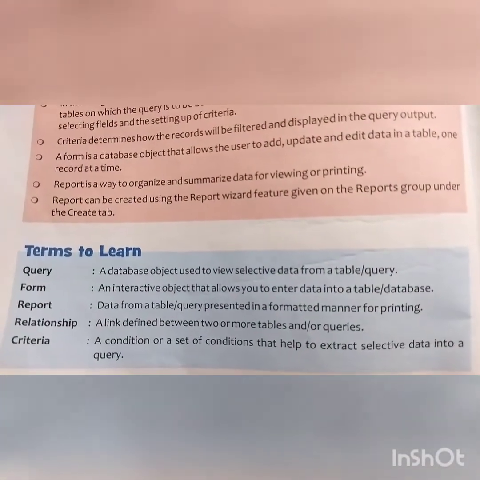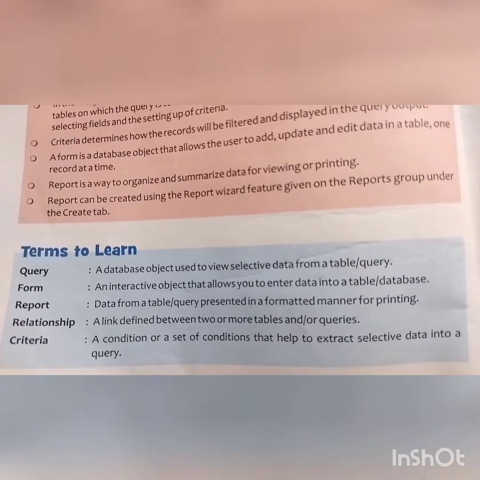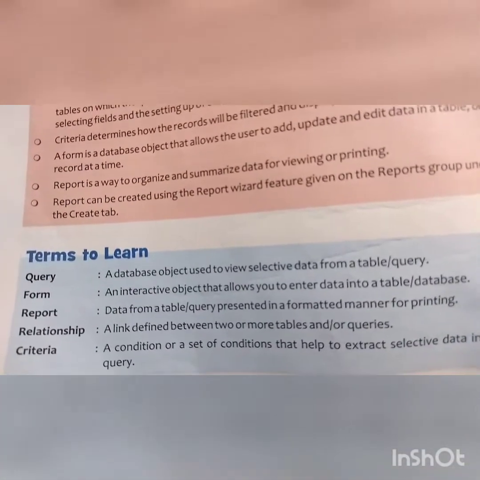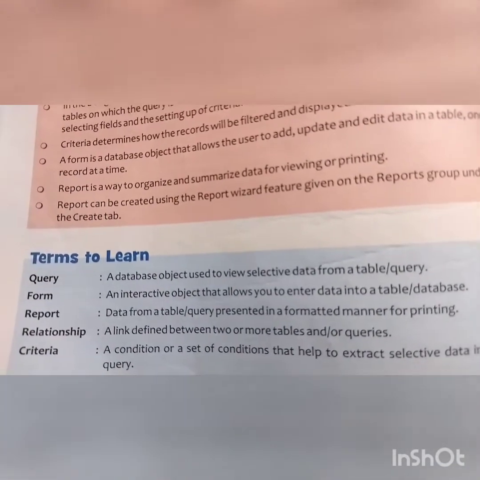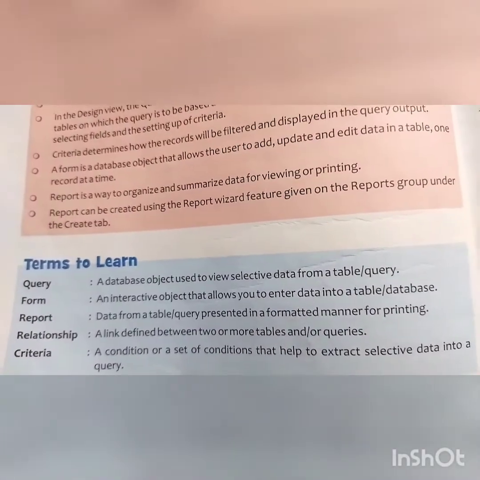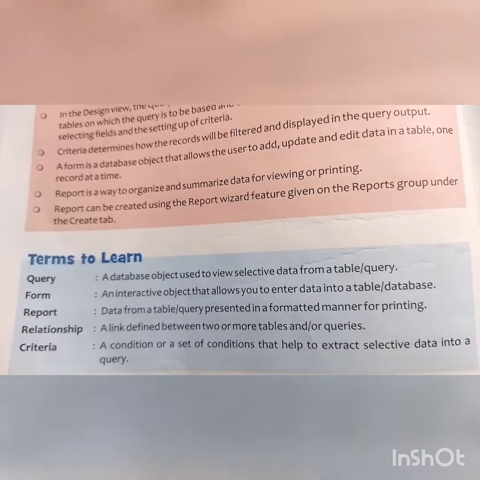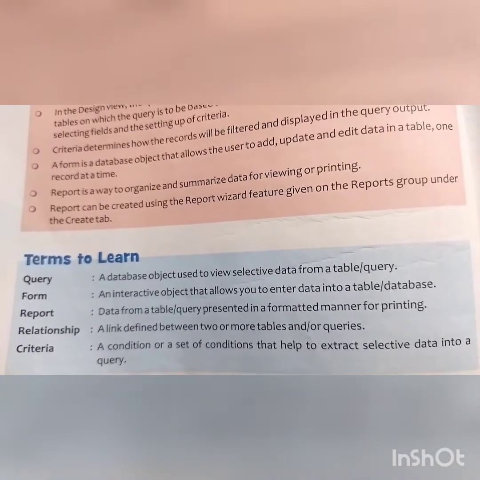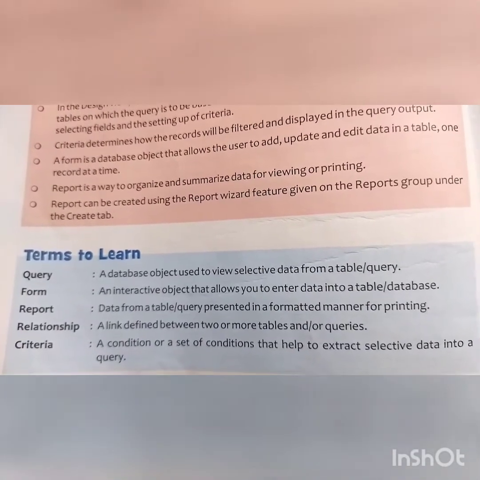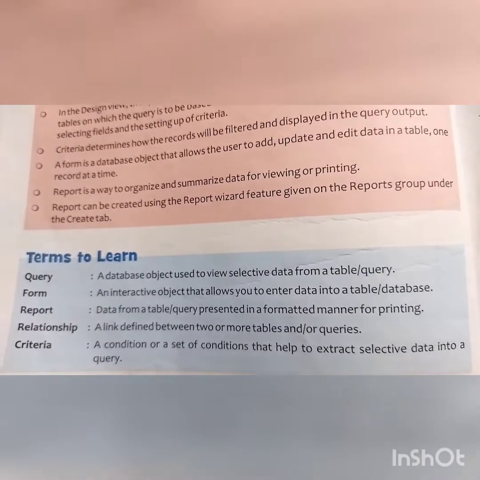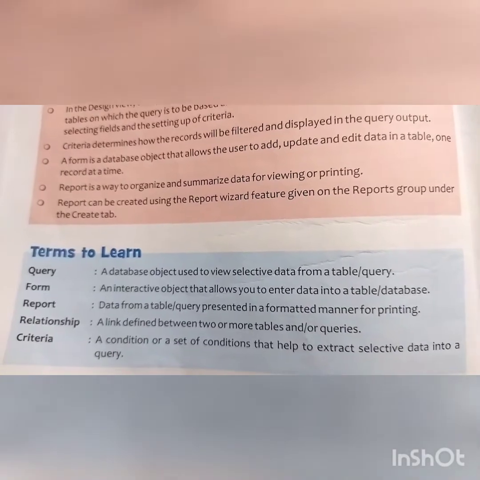Now students, next are the terms to learn. So these are important points you will learn. Query: a database object used to view selective data from a table. Form: an interactive object that allows you to enter data into a table. Report: data from a table or query presented in a formatted manner for printing. Relationship: the link between two or more tables or queries. Criteria: a condition or set of conditions that helps to extract selective data in a query.